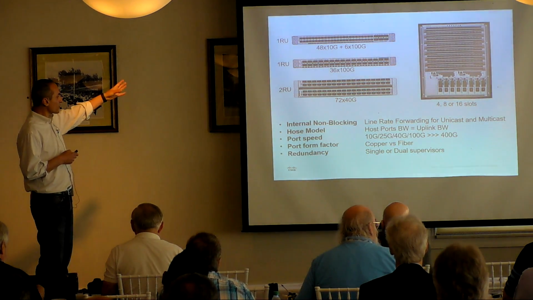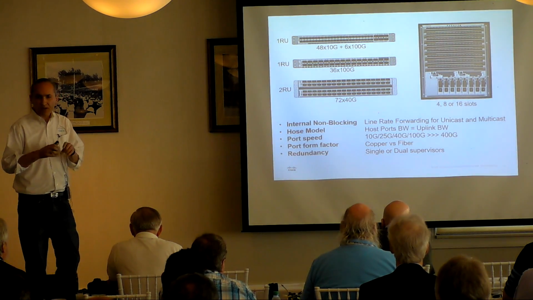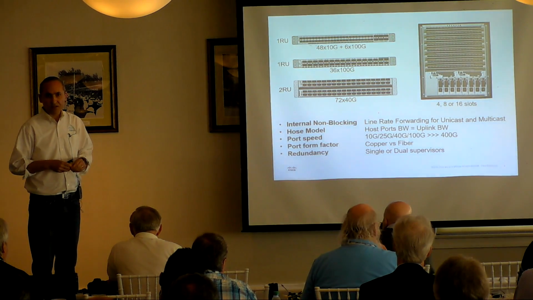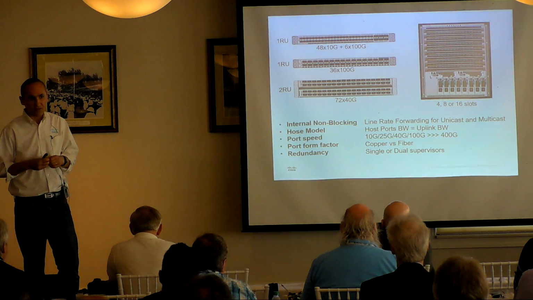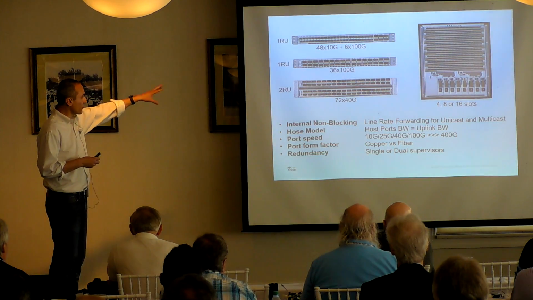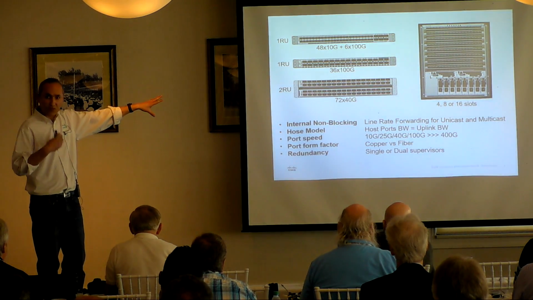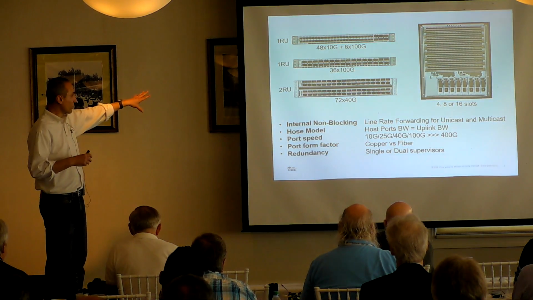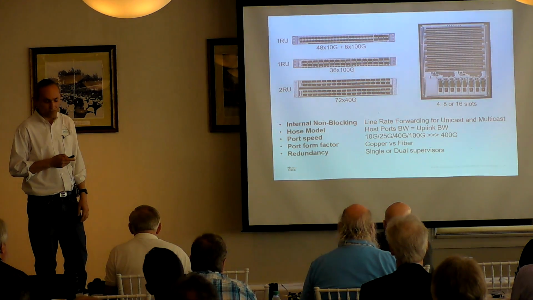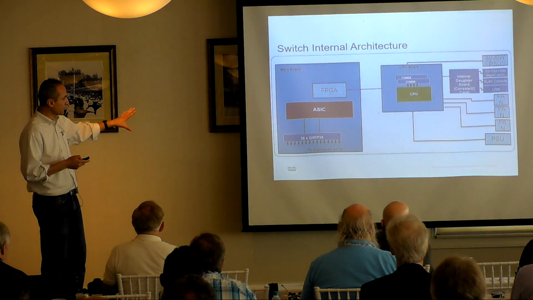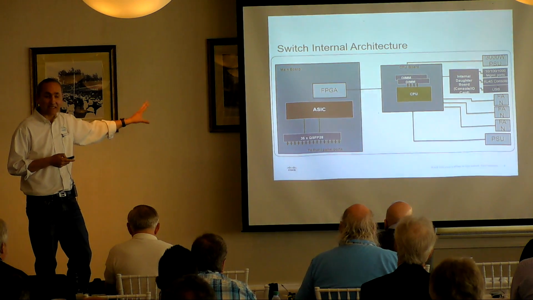Form factors, of course, you have, again, 1RU, 2RU, and the modular. The supervisors are basically the brain of the system. They come in one or dual supervisors for high availability. The 1 or 2 RUs have a single supervisor. So if the supervisor fails, that switch needs to be reloaded or replaced. The modular chassis usually has 2 supervisors for redundancy. Okay, so this is form factor. This is a typical building block of a data center grade switch.